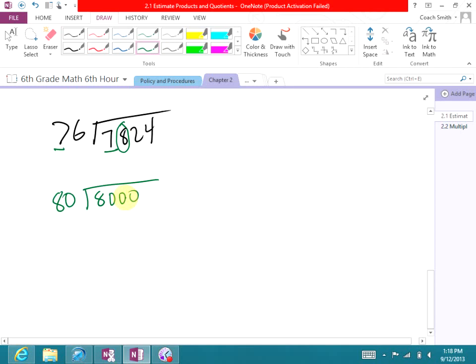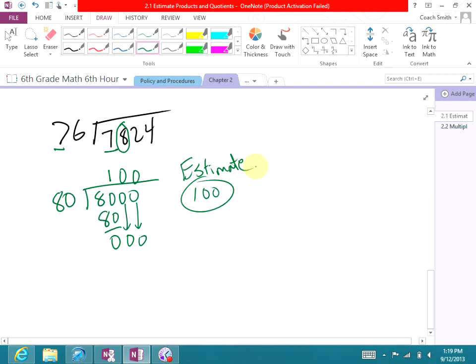Well, now it's very simplistic. 80 goes into 80 one time. 80, remainder 0. Bring down a 0. It's not going to go into that, so I put a 0 up there. I can bring down another 0, but it's still not going to go into 0. And so your answer is 100. That is your estimate, not the actual answer.